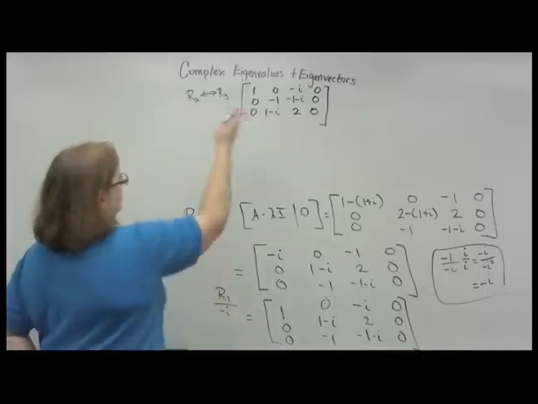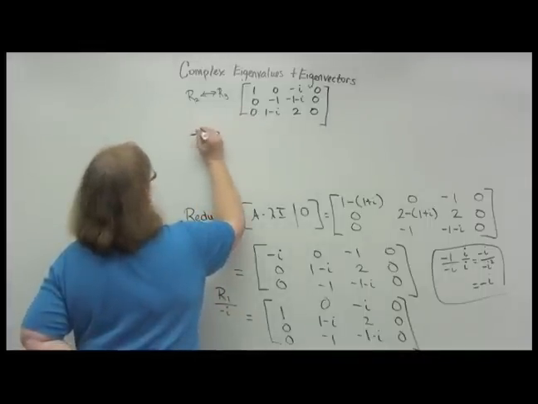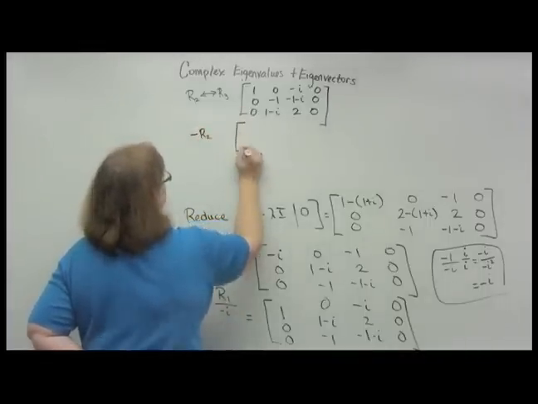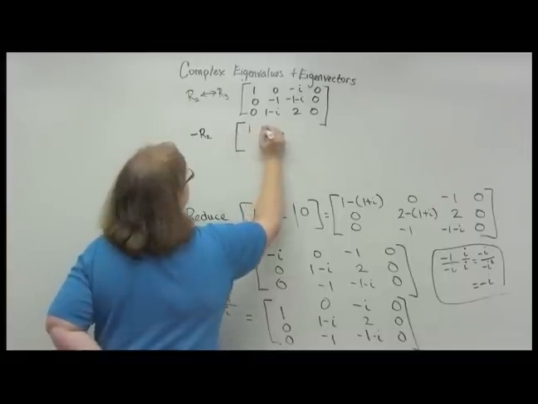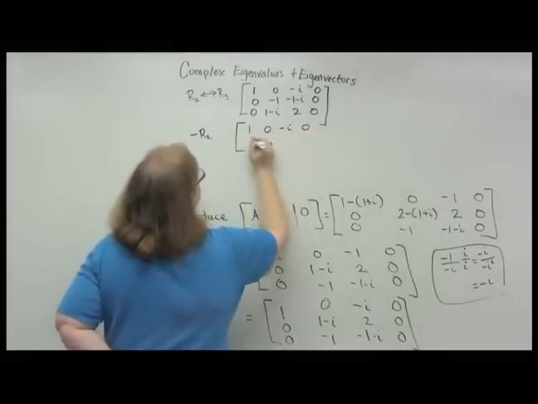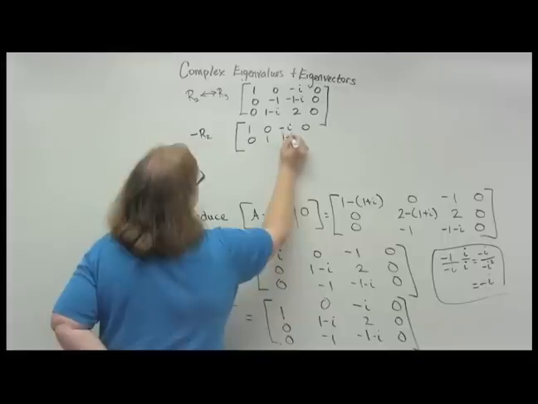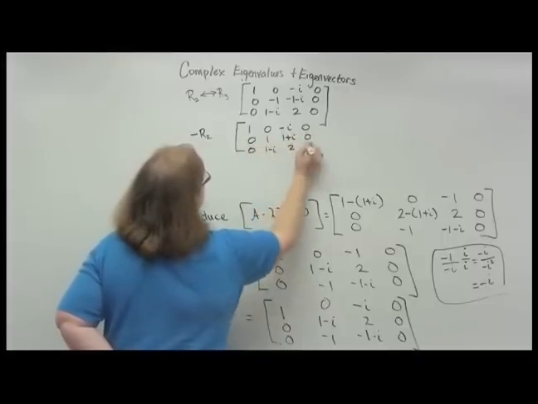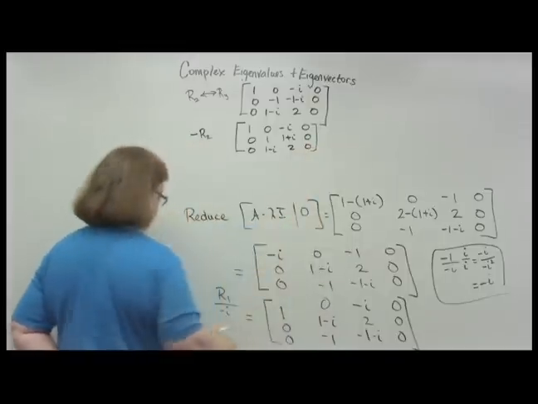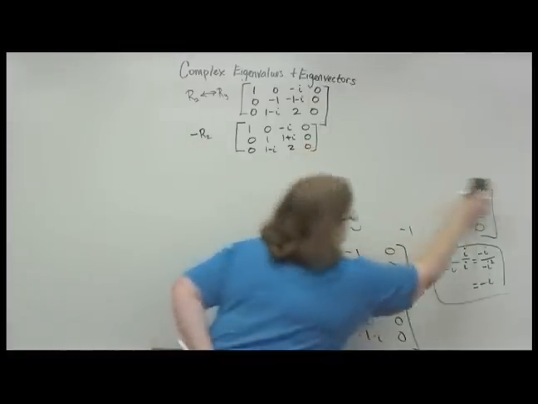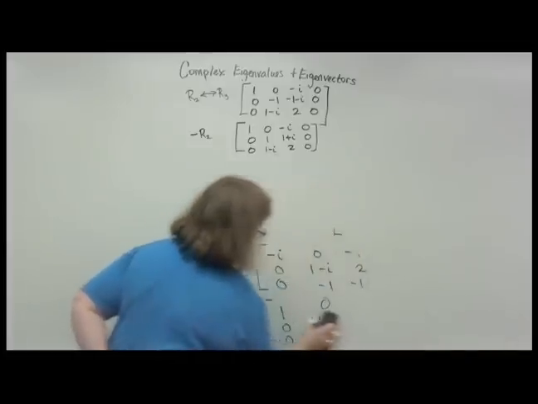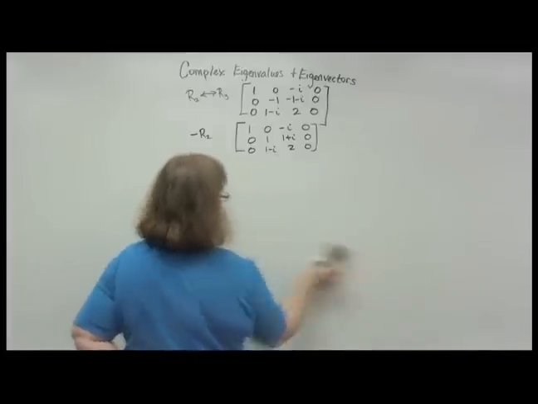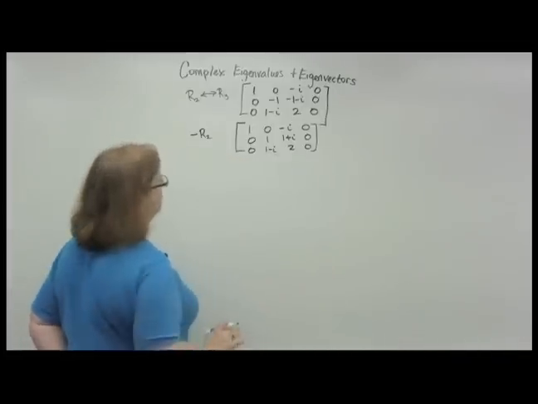Okay, so now you can see to get a 1 there, all I have to do is negative R2. And you could have done those in the same step. It would have been fine. We're almost there, believe it or not.